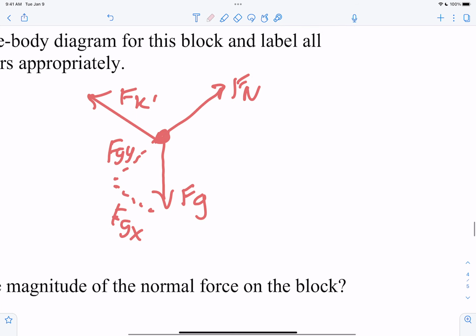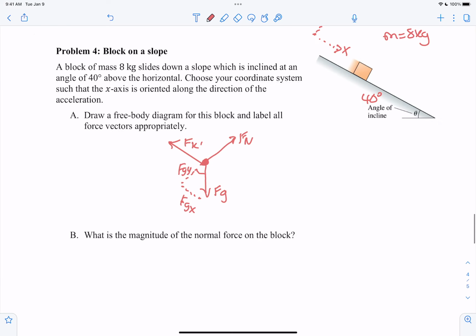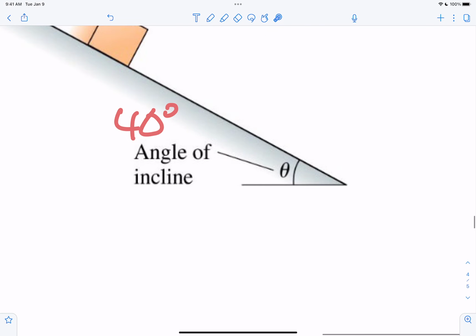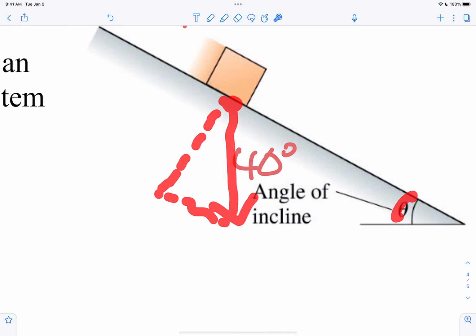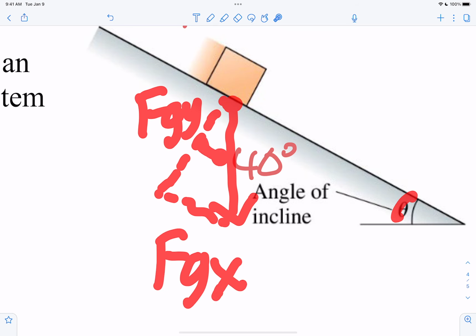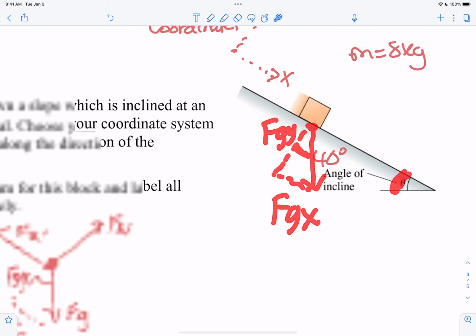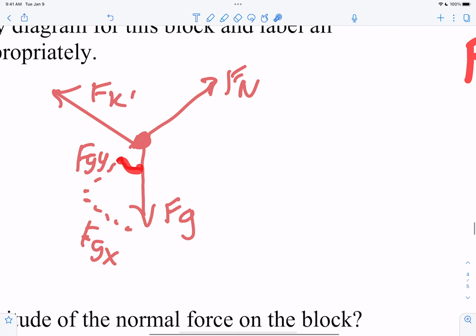And one more thing that we can add is that this angle right here, this is the angle of incline, this is 40 degrees. So this was your Fgy, this is your Fgx. The angle right here is equal to this angle right here. So the angle of incline is equal to the angle that you have in this little makeshift triangle that you draw when you're describing your Fgx and Fgy forces.